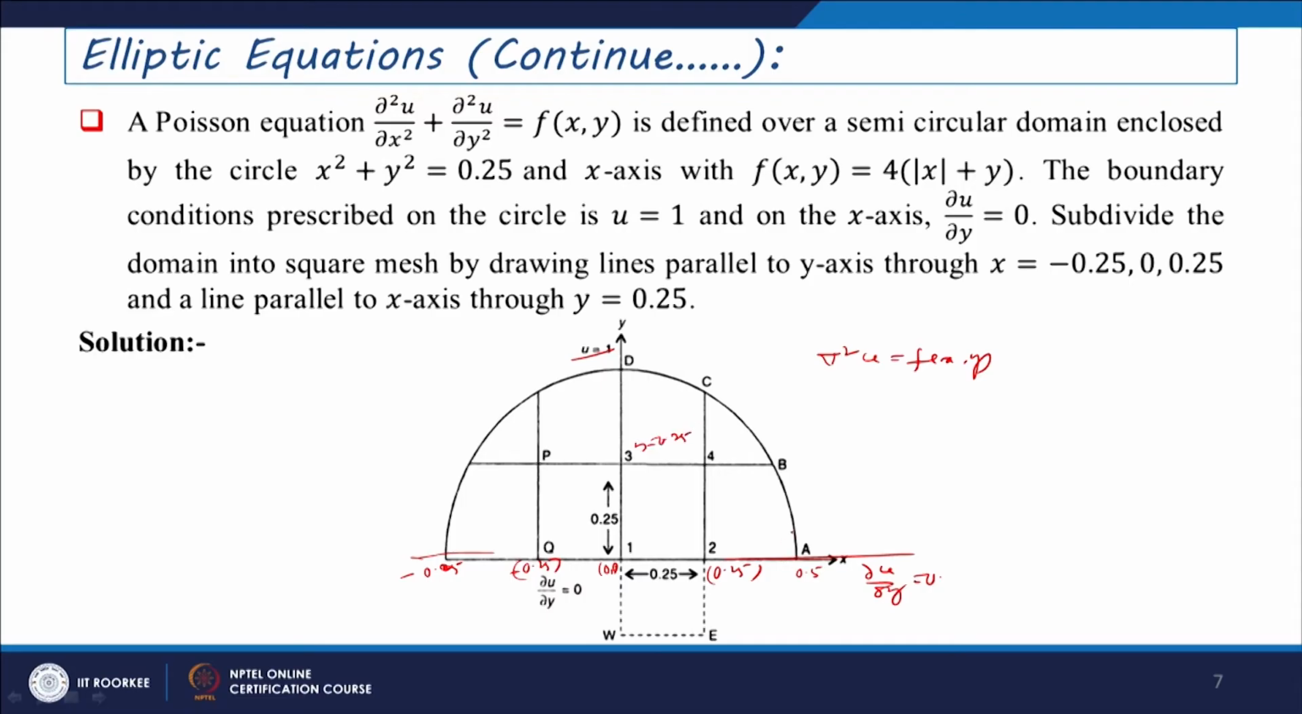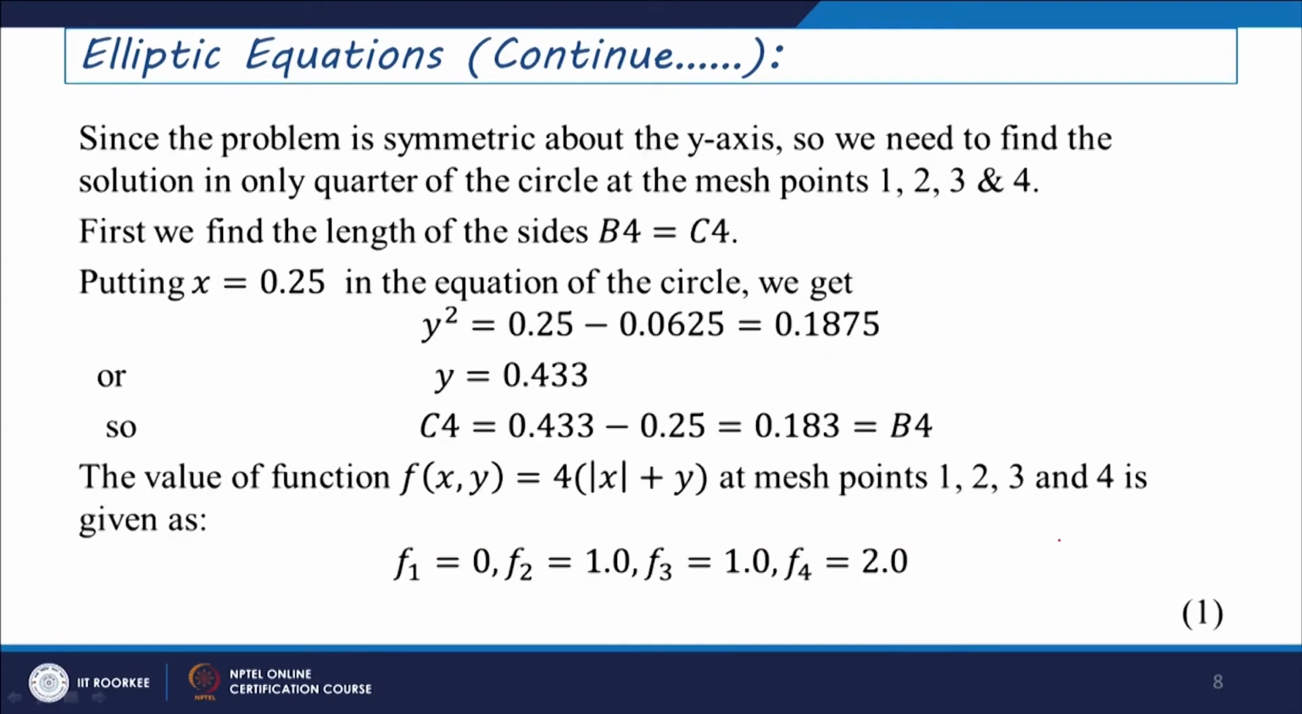So, then we will have regions 1, 2, 3, 4, 5, 6, 7, 8 here. But since the center line is a symmetry, it is just used for this problem. If you calculate half of this domain, the other half we can consider as the symmetry condition itself. This problem is symmetric about the y axis. So, we have to find the solution in the quarter of the circle at the mesh points.